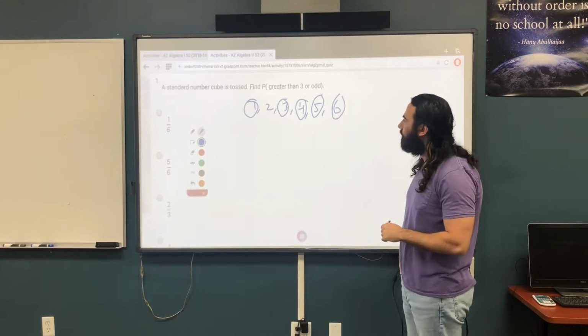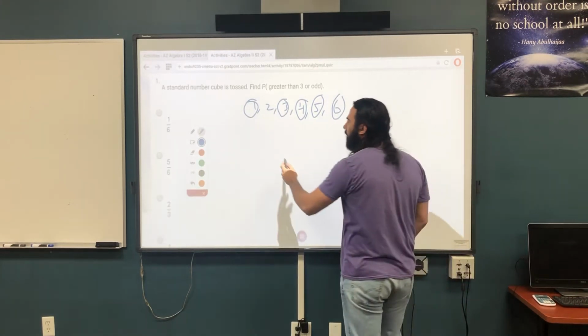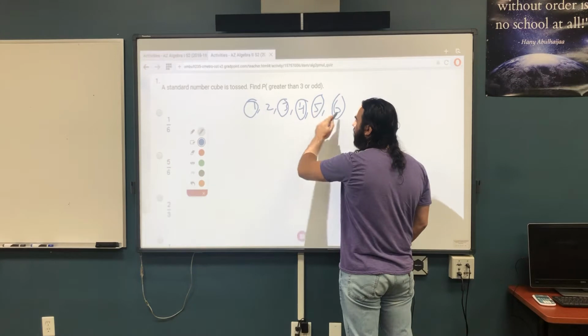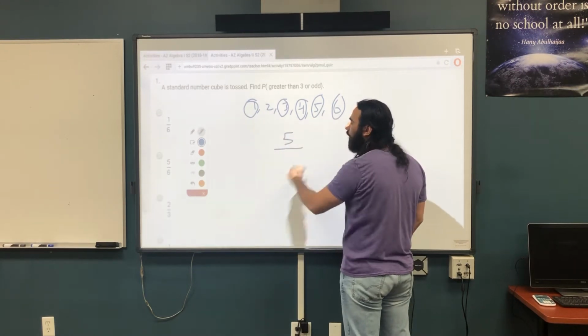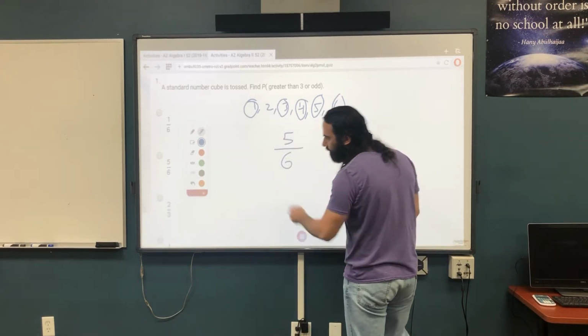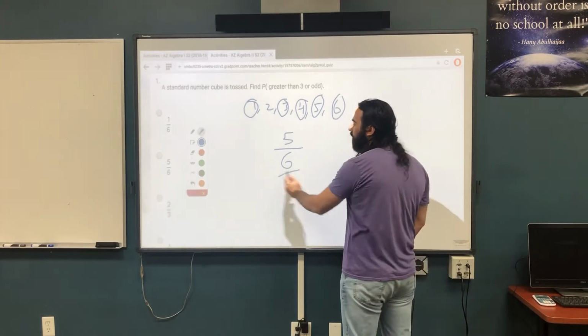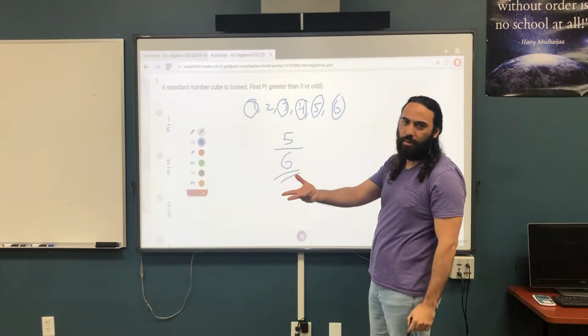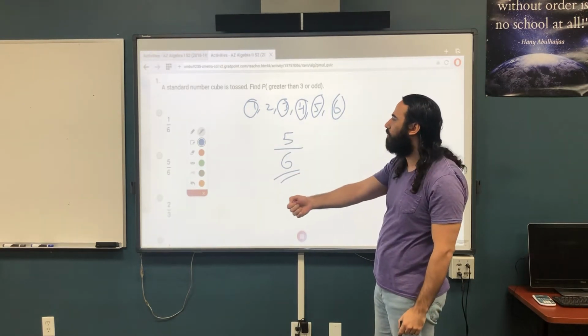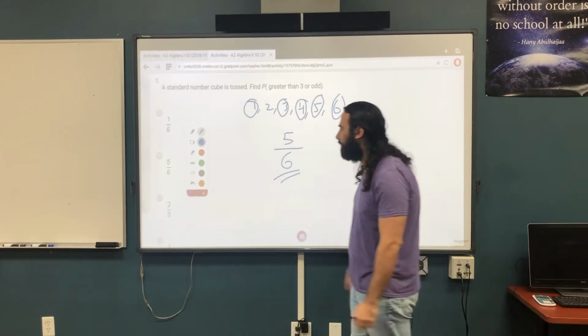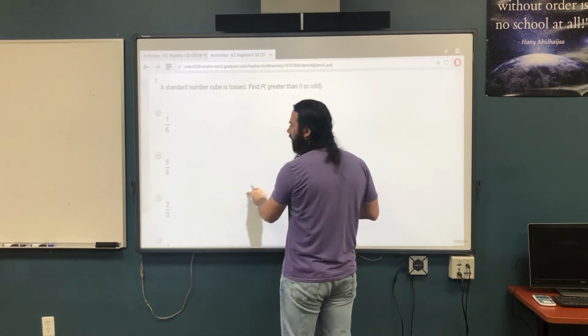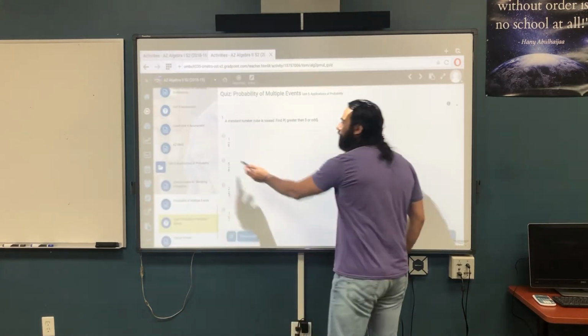Okay? So now, how many possibilities can we have? We have 1, 2, 3, 4, 5, out of the total possibilities, which is 6. And the answer is 5/6. That is the probability of when we toss the cube, we can get one of these numbers. So it's 5/6.